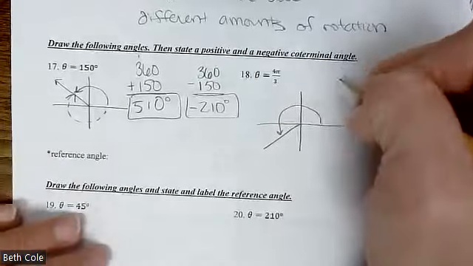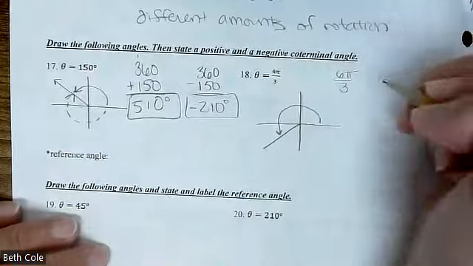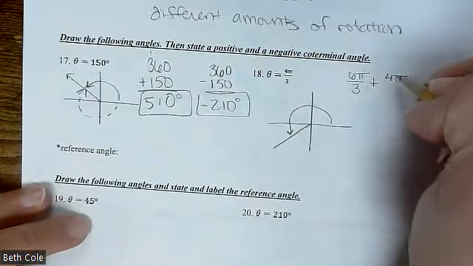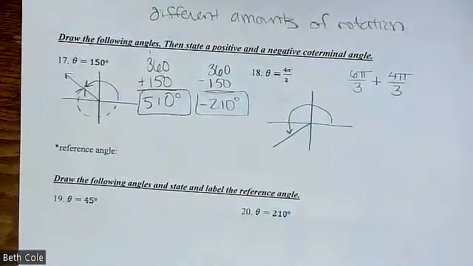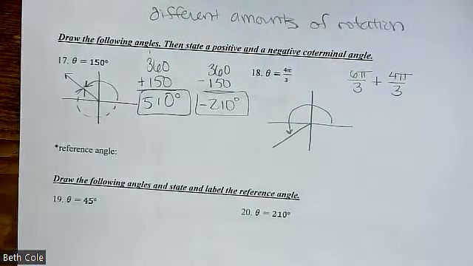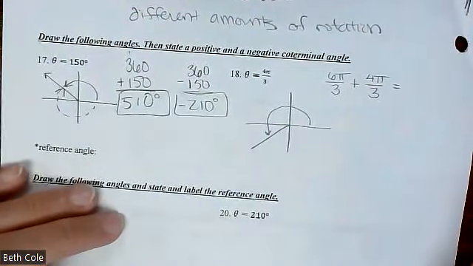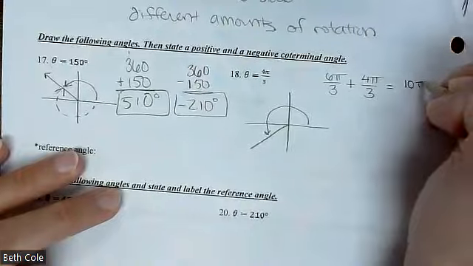Good. How did you get 6/3? 3 times 2 is 6. Good. So if you add on 1 rotation, you're just going to go once more around the circle. What would that give you? Just add them together. Yeah, 10/3.